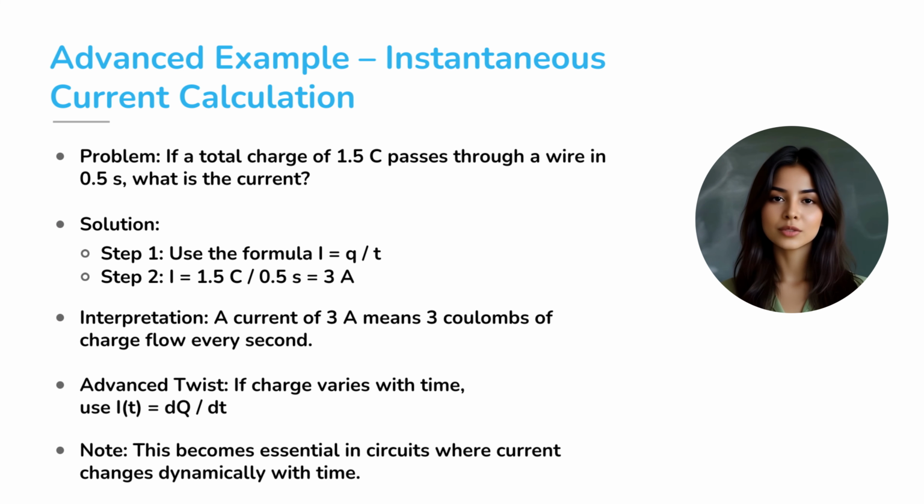Now, here's an advanced twist. What if charge is changing continuously? Then we say I of t equals dq by dt, the derivative of charge with respect to time. This becomes important when we deal with circuits involving varying currents, like in capacitors or alternating current systems.